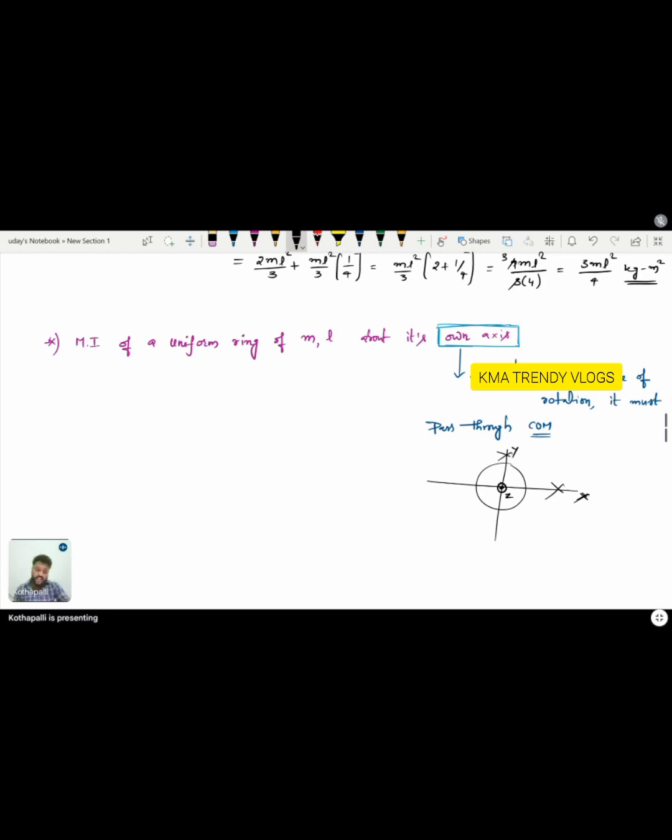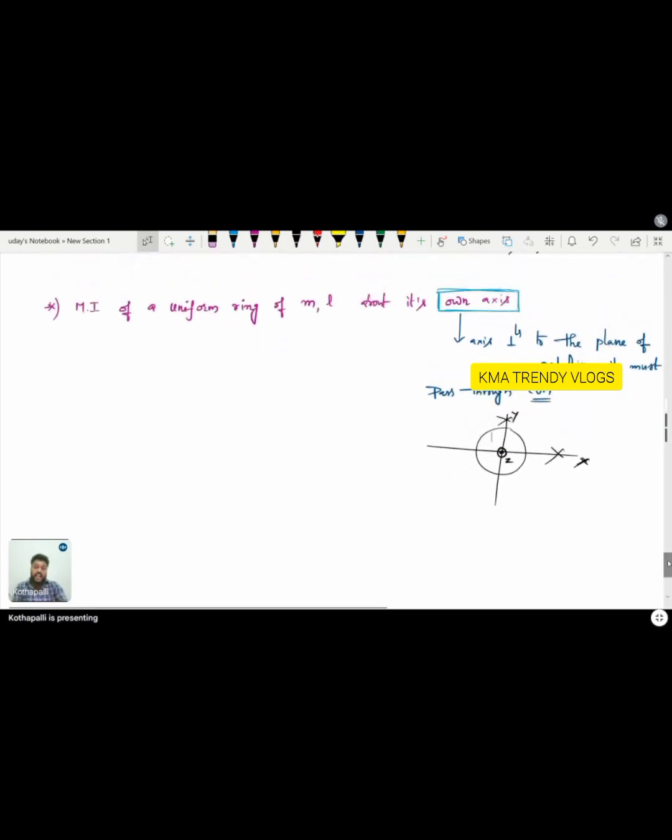Remember it. Now the case that we are going to solve is a ring of mass m and radius r, with its axis passing through its center of mass, which means the center because it is uniformly distributed mass, and the ring is rotating in such a way that the axis is perpendicular to the plane of rotation. So how will that look? The case will be like this.